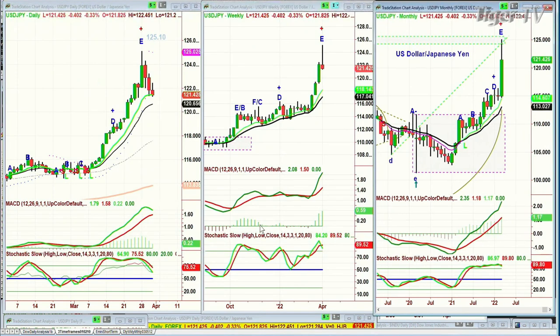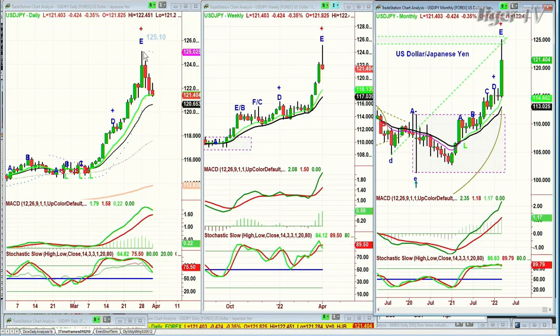Look at this price movement going from the 113s just beginning of March to 125. This is a currency. This is not a NASDAQ stock, but it looks like that. And now it says maybe it's time for a digestive phase, and we could pull back. 121 to 120 are going to be very, very important supports. If it starts trading the 118 area, it could be time and price that we see to the downside.